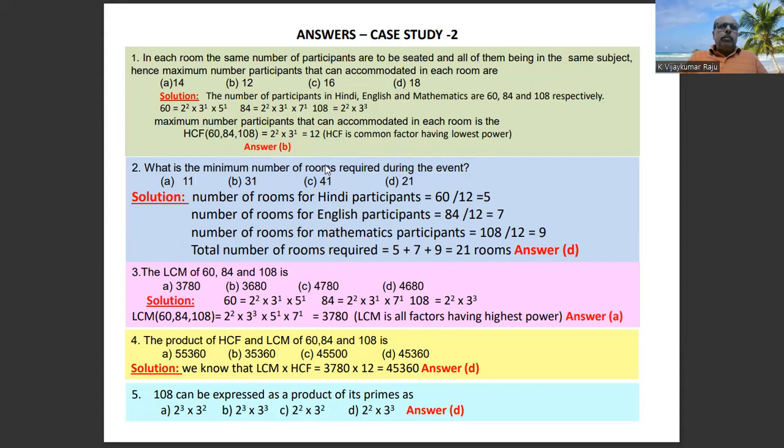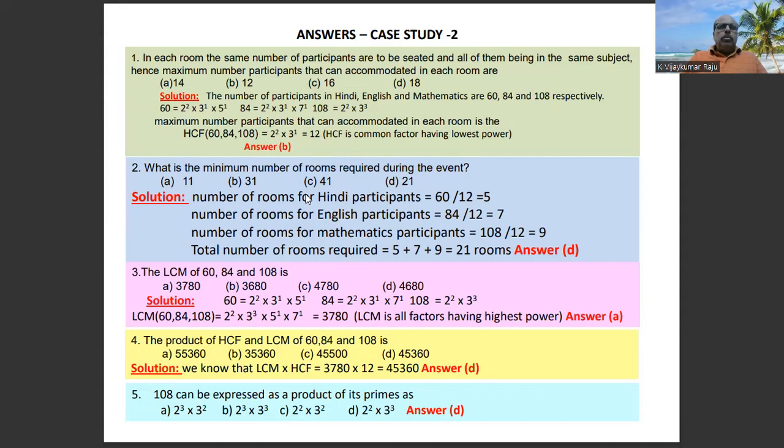What is the minimum number of rooms required during the event? Now, how many rooms will you require? You know the total number of participants: 60, 84, and 108. And we know that in each room there should be 12 of them. So, how many rooms will you require?